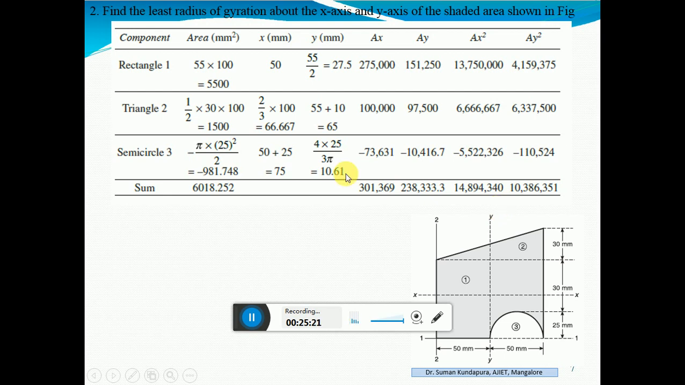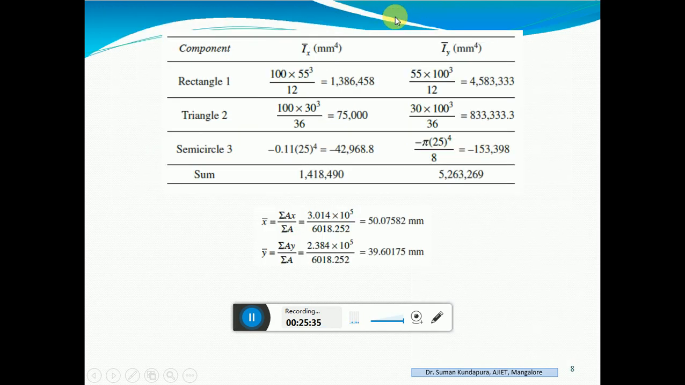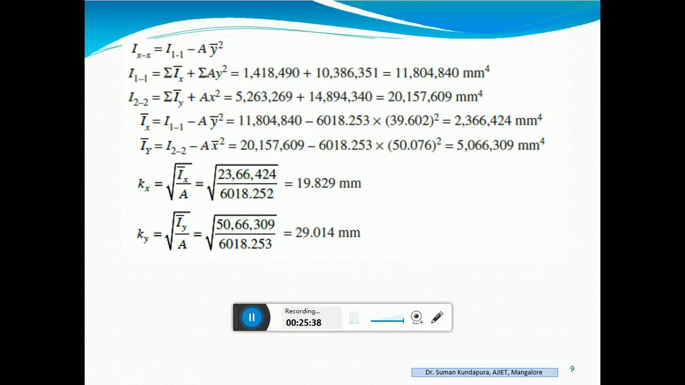Afterwards, if you want to reach the radius of gyration, you have to find out Ix bar and Iy bar. However, it depends. If they have asked only for the radius of gyration about the x-axis, then there is no need of finding it for the y-axis, correct? But in this case, we are supposed to find the radius of gyration for both x as well as the y-axis. So you need to calculate Ix bar and Iy bar.